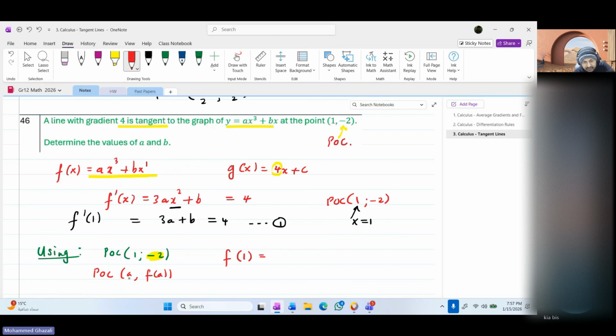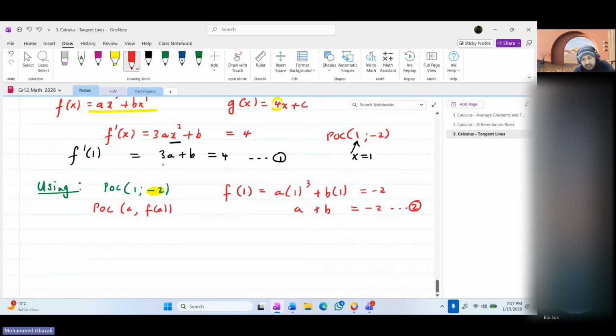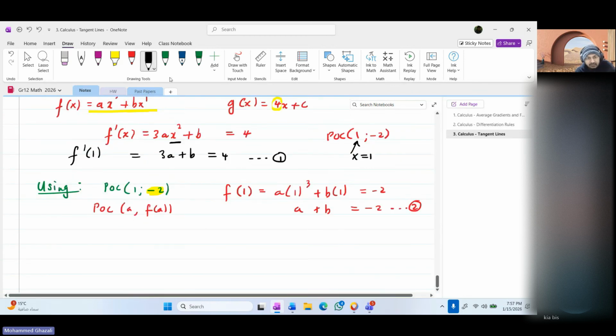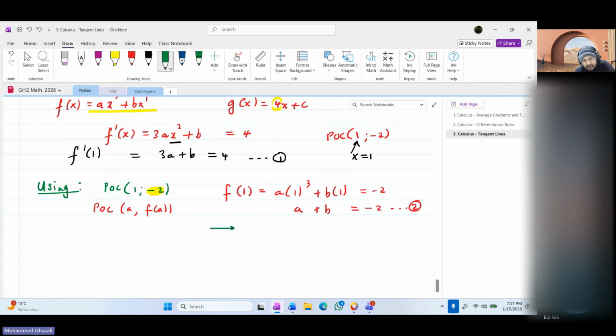The value of a is 1. So f of 1 is equal to a times 1 cubed plus b times 1, which is equal to -2. So what do we have here? a plus b is equal to -2. And this is equation 2. Now put equation 1 and 2 together and solve them. So let's take equation 2 and put it under here. Bring down equation 1, which is 3a plus b, which is equal to 4. Now subtract both the equations, okay?